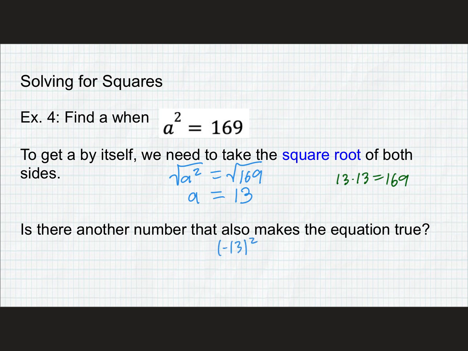Well, no, it is not. Although 13 times 13 does give you 169, -13 times -13 also gives you 169. That means we have two solutions. A equals +13 and A equals -13.